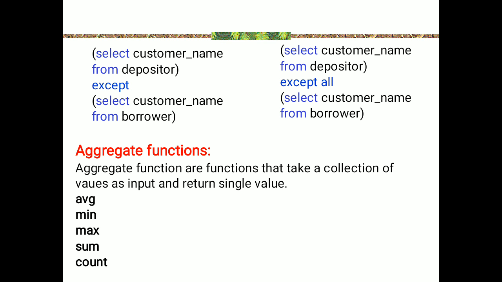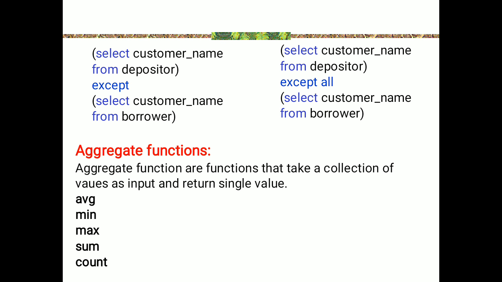There are some aggregate functions which are written here. Aggregate functions are the functions that take a collection of values as input and return a single value. Average, that is AVG, minimum means min, maximum means max, addition means sum, and count means count the number of rows, how many employees are present in the table, that is calculated by using the count function.